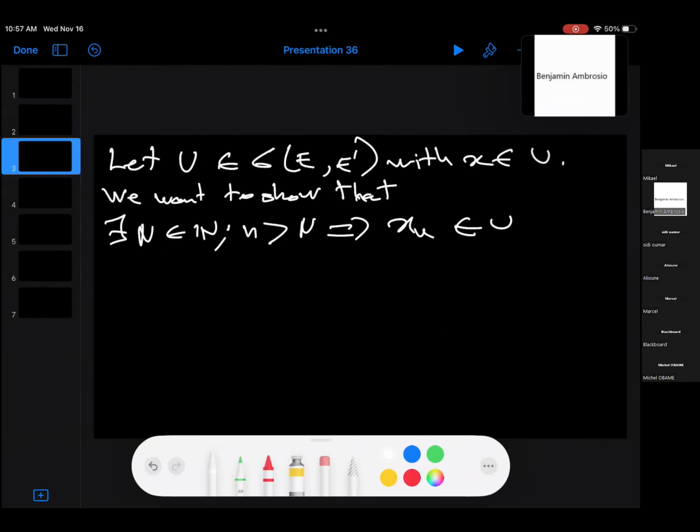And we want to prove that Xn converges toward X for the weak topology, meaning that for every open set in the weak topology that contains X, we can find some capital N such that the sequence Xn is in U for n greater than capital N.